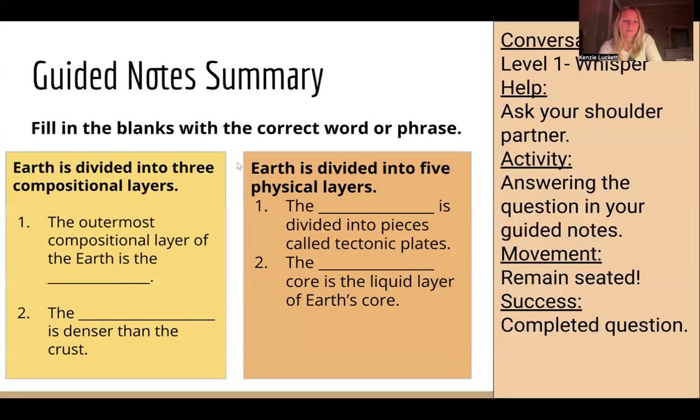All right. Two, the blank is denser than the crust. So there's two answers you could actually put for this. You could have put in mantle or you could have put in the core. Either one works. You can write both of them down now if you want to have both of them on there. Okay, let's move on to the orange box, our five physical layers.